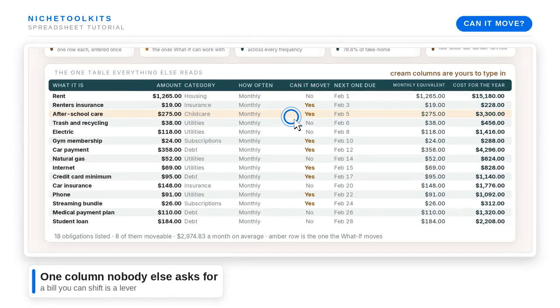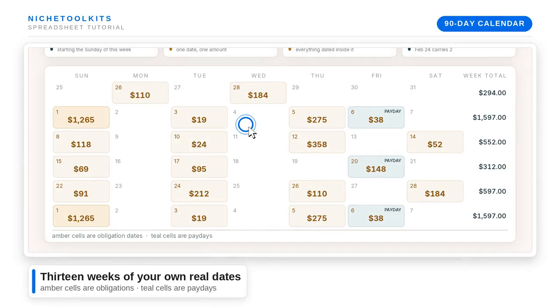That column is doing more work than it looks. A bill you can shift by a few days is a lever. A bill you cannot is a fixed point. Mark them honestly, because one movable bill in this sample is going to matter a great deal in about 3 minutes. The moment that table exists, the rest of the file builds itself.